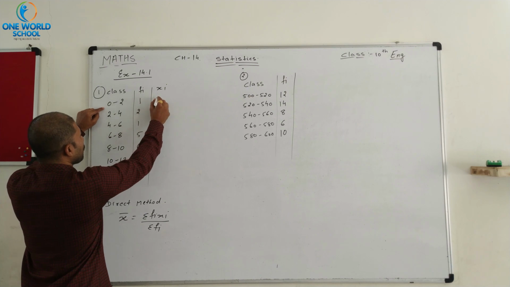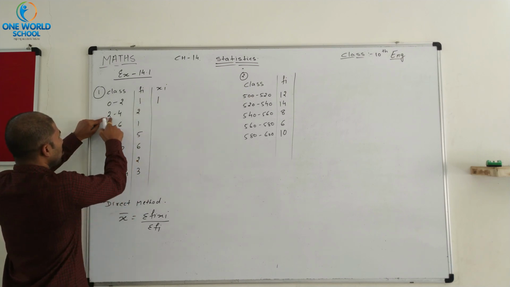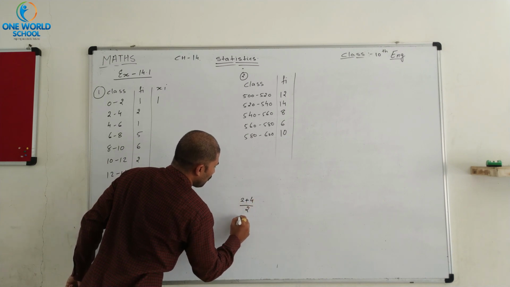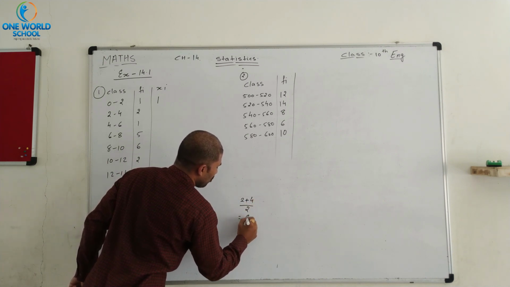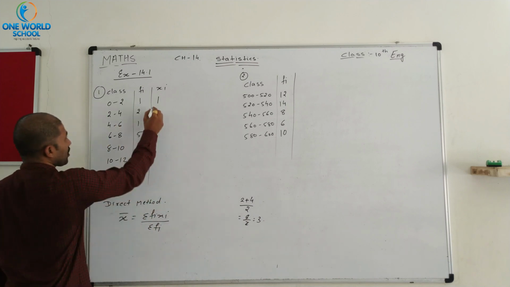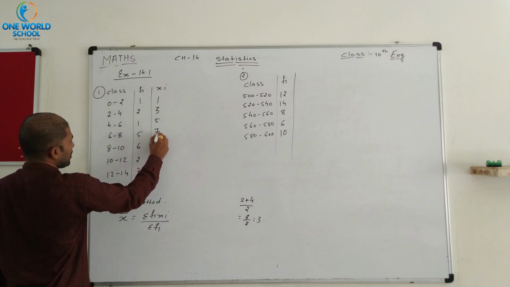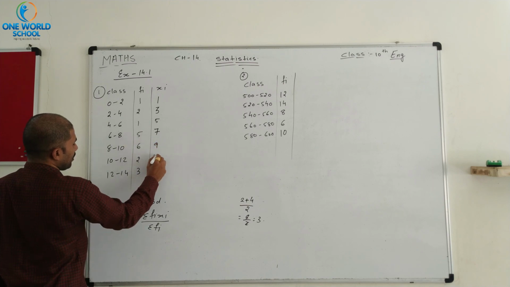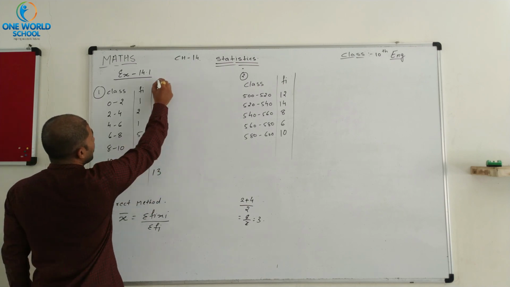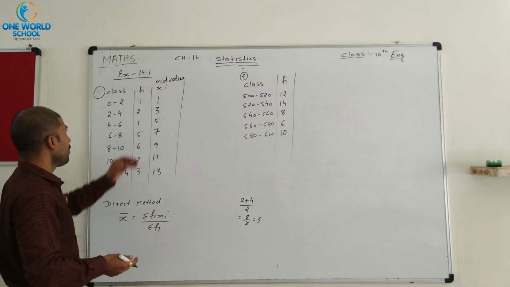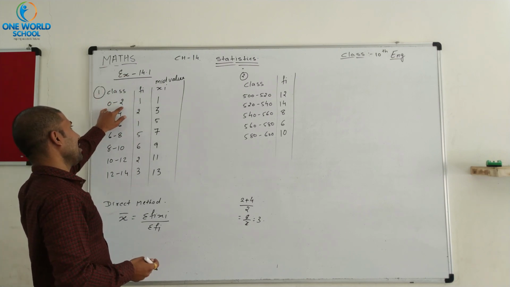So we are getting 1. Similarly, 2 plus 4 by 2 means 6 by 2, that is 3. 3, 5, 7, 9, 11 and 13. It is also known as mid value. So we can simply obtain the value from the given class.